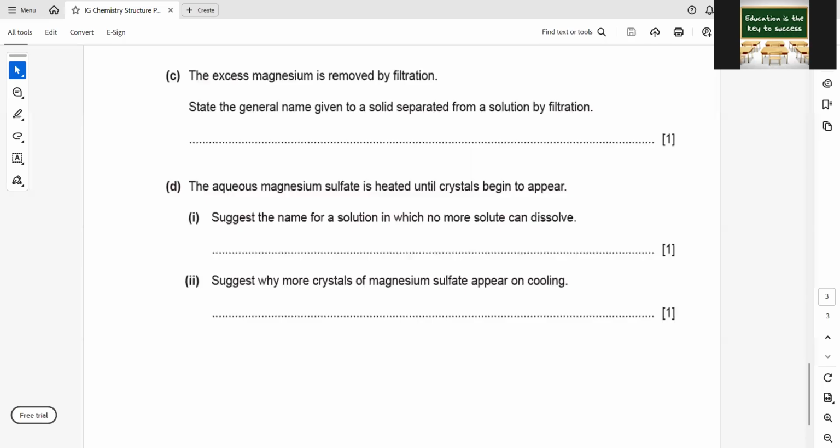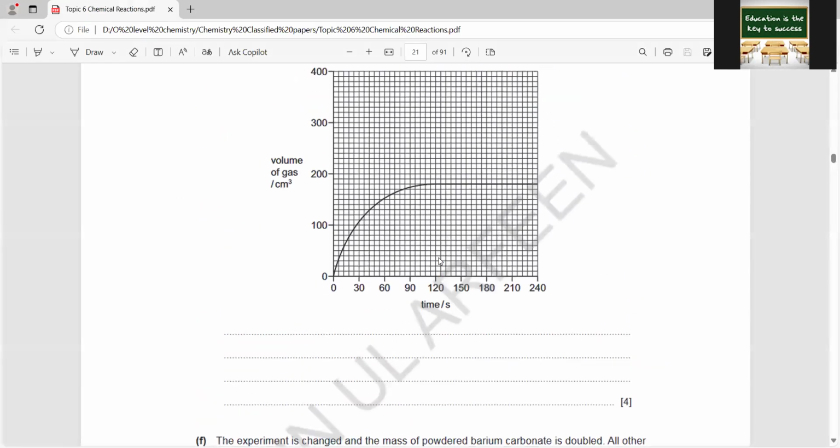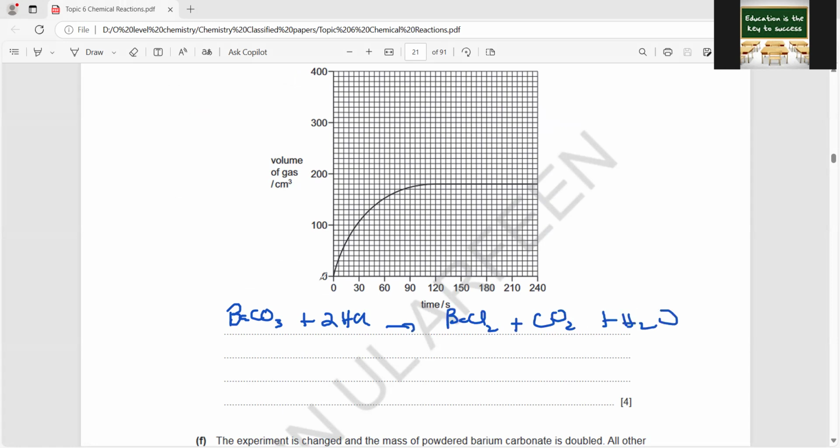I was disconnected about the last part. So in the last part, if we have barium carbonate and it is reacting with hydrochloric acid, this will result in the formation of barium chloride plus carbon dioxide plus water. Now, hydrochloric acid, in the question they mention it is in excess. And barium carbonate will be the limiting factor or limiting reagent. So if you change the excess reagent, it will only affect the rate, gradient. But when you change the limiting factor, it will affect two things. It will affect the rate and it will also affect the final product. How much product you get.